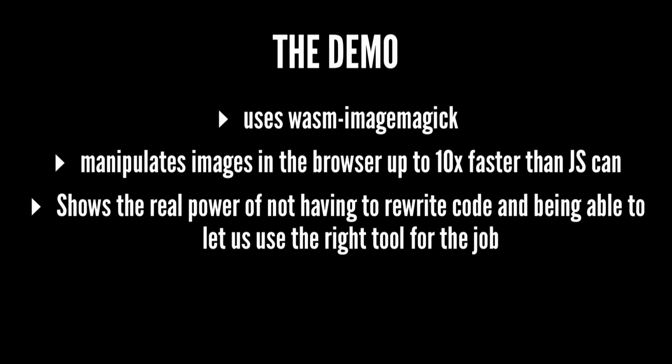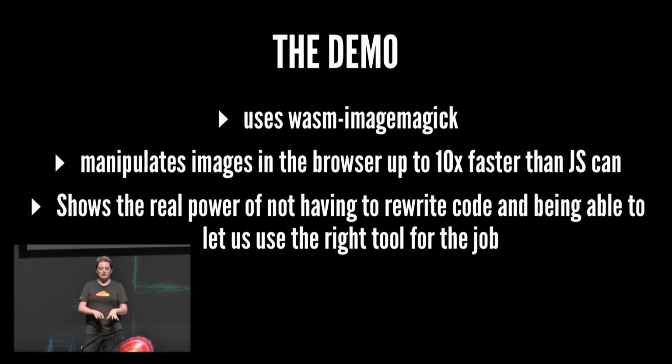This demo is using Wasm ImageMagick. If you haven't used ImageMagick before, it is a command line and C library that is extremely good at creating and manipulating images. It can create animated GIFs. Don't at me about that pronunciation. It can create images of itself, like fractal images. It's a very powerful library that I don't want to rewrite in any language, much less JavaScript.